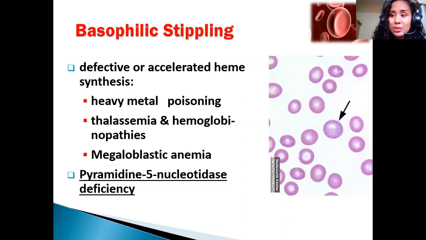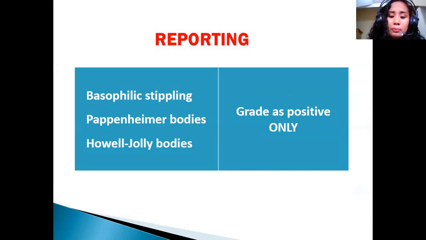So the most common disease is G6PD. So next is pyruvate kinase, and third is pyrimidine 5 nucleotidase. Yan. So it can also result in basophilic stippling. Plus very intense. So you don't, makakita ka ng isa lang, grade as positive only. 1 or 2 will indicate.